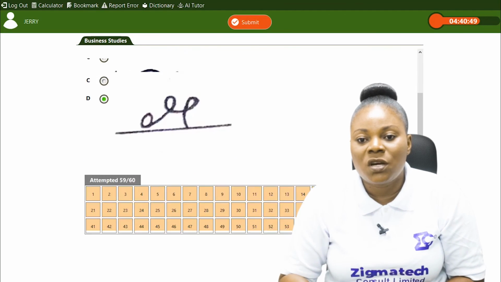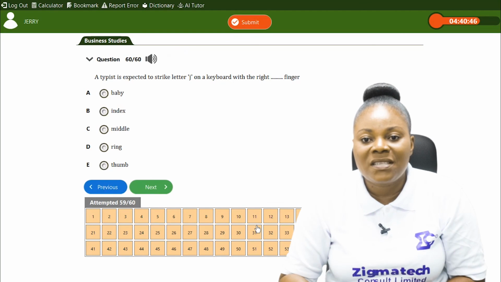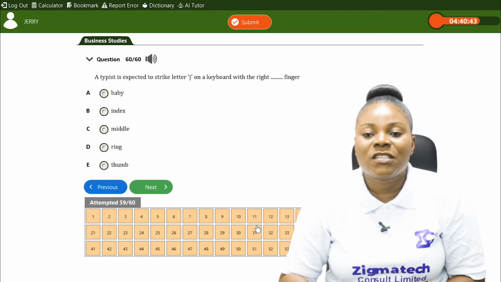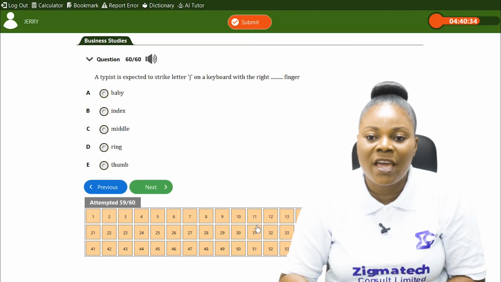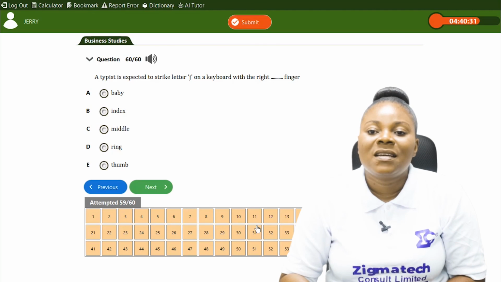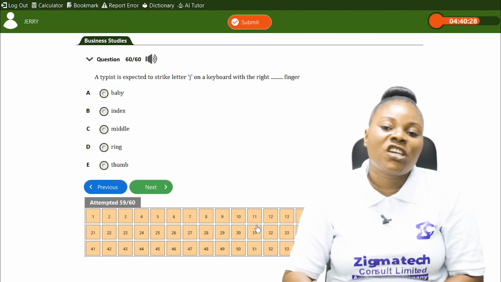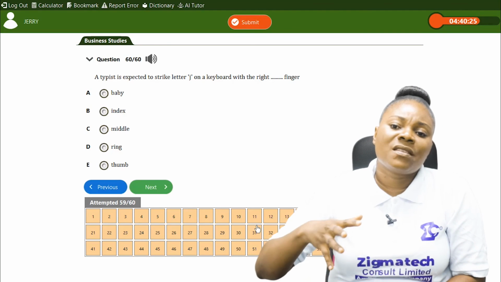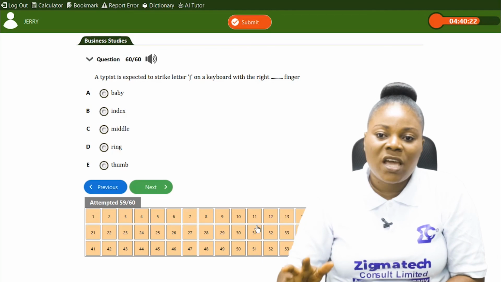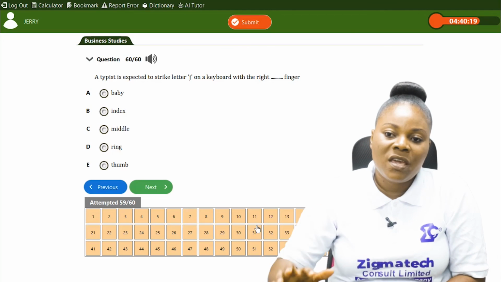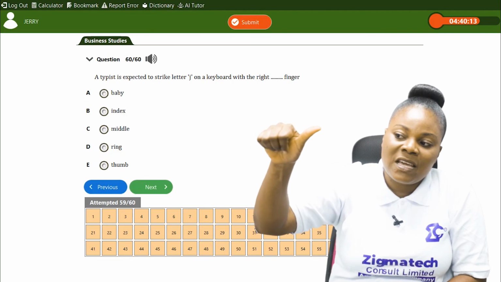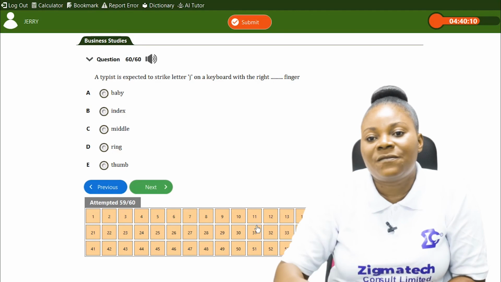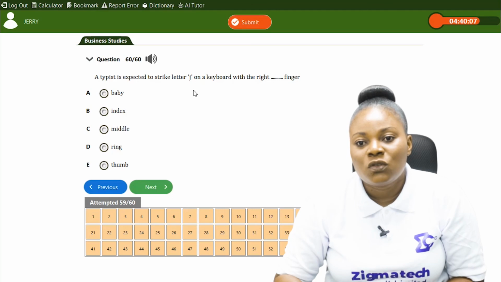So we take the last question. It says, a typist is expected to strike letter J on a keyboard with the right dash finger. Remember, letter J is one of the right home keys. So when you are to press it, which finger are you using? Remember I told you that this finger is used for the space bar. So let's see which finger is expected to be used to strike this letter.